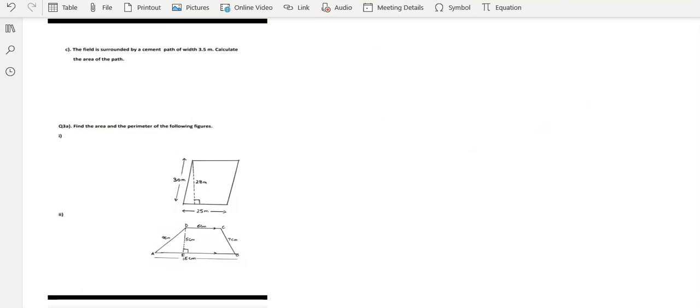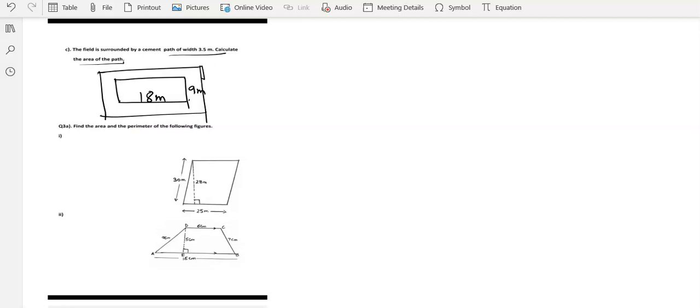In part C, they are telling you that the field is surrounded by a cement path of width 3.5 meters. Calculate the area of the path. We know that we have found the length and breadth of the rectangular field. Length was 18 meters and breadth was 9 meters. Now they are telling you that the field is surrounded by a cement path. Let us suppose that this is the cement path, and the width of the cement path is 3.5 meters. Over here it's 3.5, again over here it's 3.5. The width everywhere is 3.5.